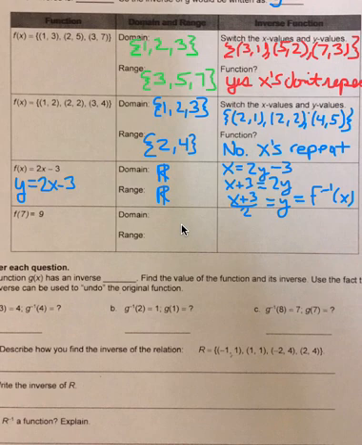Now, the last one, f of 7 equals 9. Think about it this way. Normally that would say f of x equals something. We're saying f of 7 equals 9. So that 7 is replacing your x and the 9 is your y. So then to write it as an inverse, we would say f inverse of 9 equals 7. We just flipped them around.